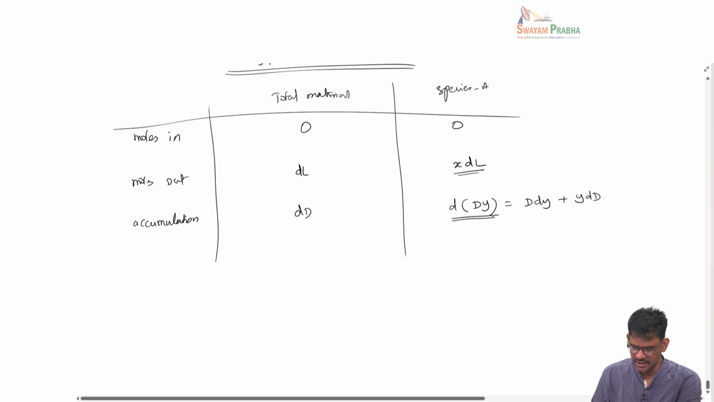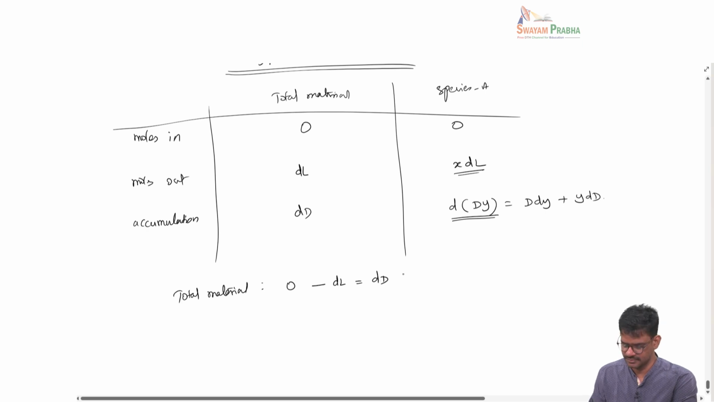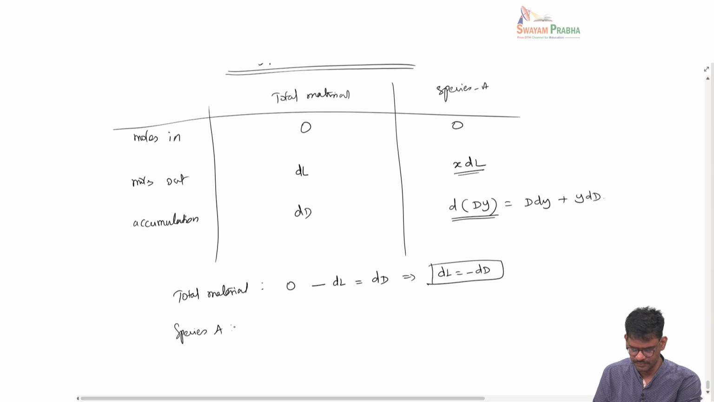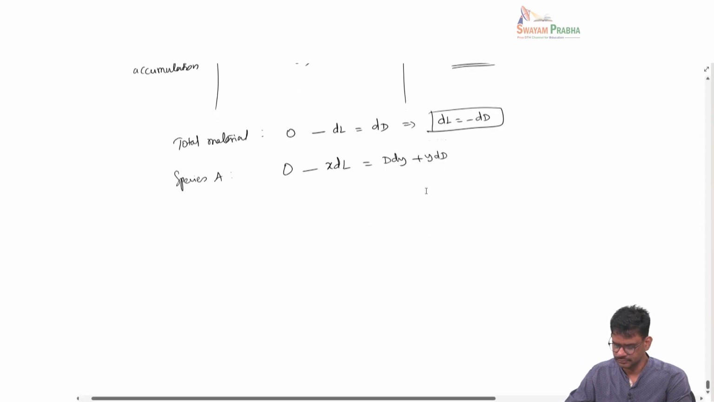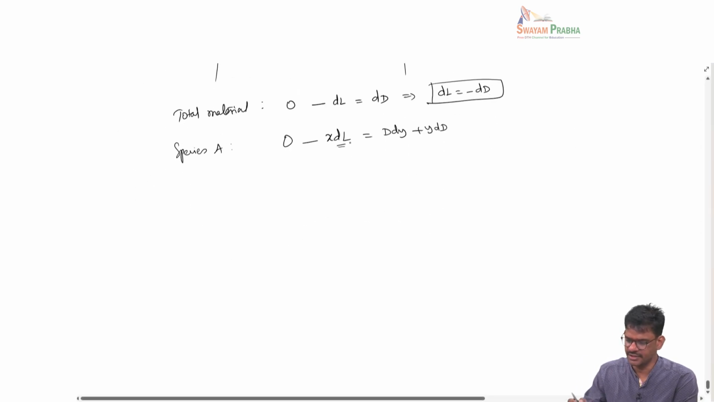Now we can write the mass balance for total material. In is 0, out is dL, and that is equal to the accumulation. So dL equals minus dD. And for species A, in is 0, out is x dL, and accumulation is D dy plus y dD. And this dL can be written in terms of dD, so I will have minus x dD equal to D dy plus y dD.